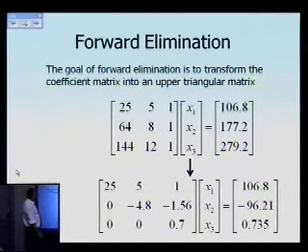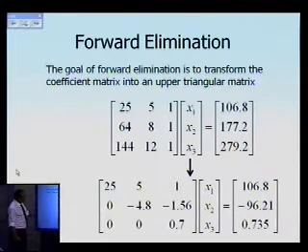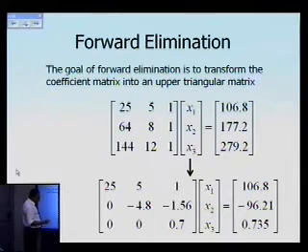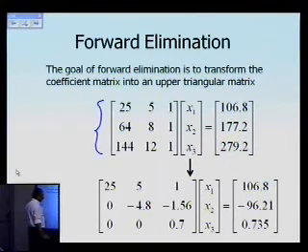Now, the goal of forward elimination is to transform the coefficient matrix into an upper triangular matrix. So I'm going to show you an example first because that's a better way of trying to teach you this stuff. Let's suppose I have three equations, three unknowns like this one. And what I'm going to do is I'm going to eventually manipulate these equations by doing some addition, subtraction, multiplication, and divisions. And what I'm going to end up with is a set of equations like this one here.